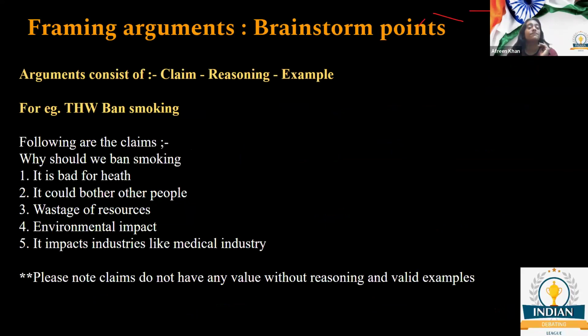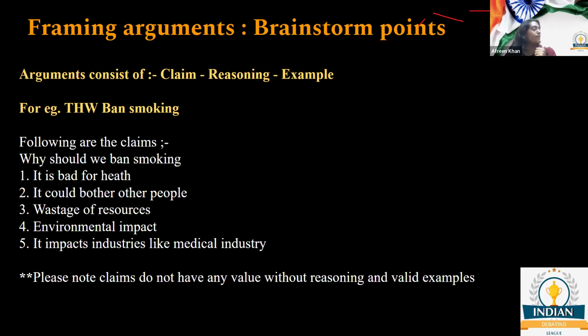But brainstorming is the first step. So whenever you get the motion, read the motion thrice, and then go ahead and start pointing out what you can possibly run. For example, if the motion is this house would ban smoking, these are the claims that you can actually run. So you would think, oh, I think smoking should be banned because it's bad for health.